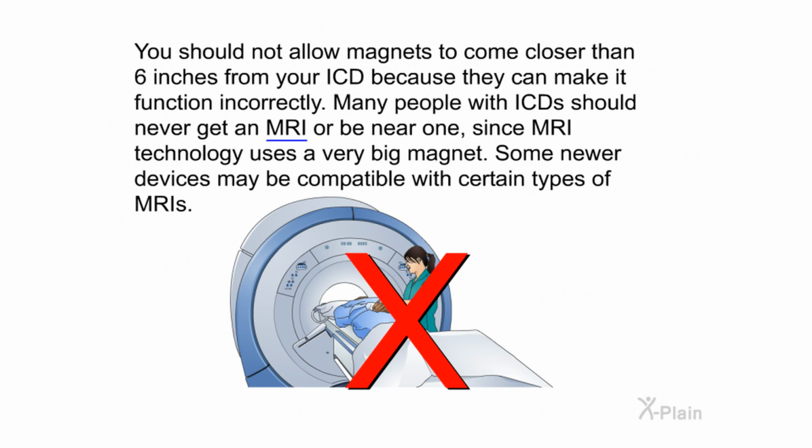You should not allow magnets to come closer than 6 inches from your ICD because they can make it function incorrectly. Many people with ICDs should never get an MRI or be near one, since MRI technology uses a very big magnet. Some newer devices may be compatible with certain types of MRIs.